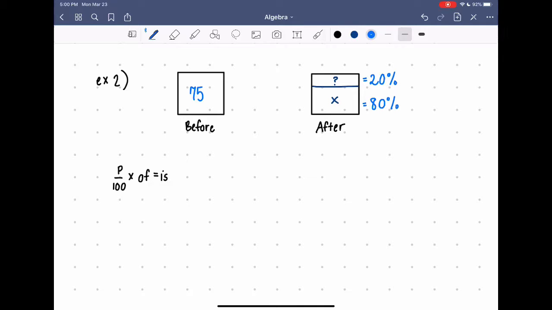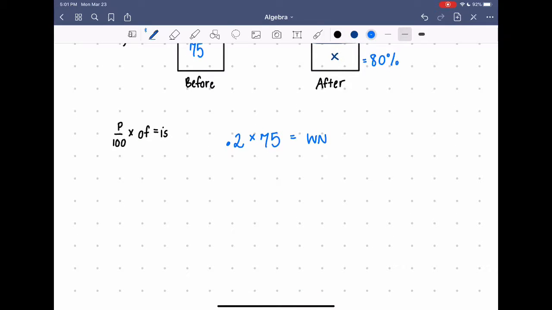We know the percent that they gave away. They gave away 20%. I'm going to write that as 0.2. My of is my before number, my total. So 20% of 75 equals what number? That's what we're solving for. So 20% of 75, we just do 75 times 0.2, which is just 15. So we know that they gave away 15.